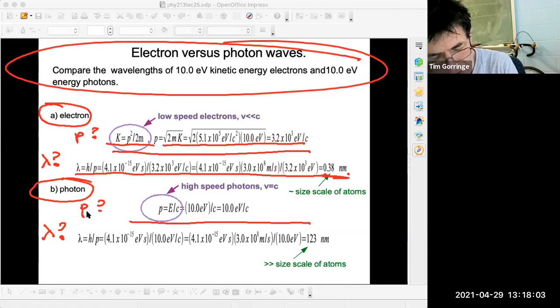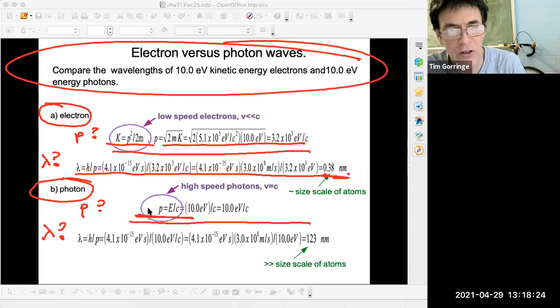Now I'm going to do the same thing with the photon. With the photon, I've got to use the relativistic relationship that we met for photons and light between momentum and energy. I can't use the non-relativistic relationship. Oh, I was just seeing chat. That's actually a good question: where did the 3 × 10⁸ meters per second come from? That's a good point. I should have mentioned that.